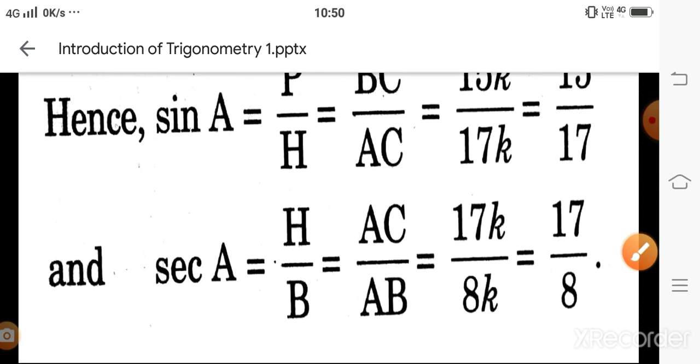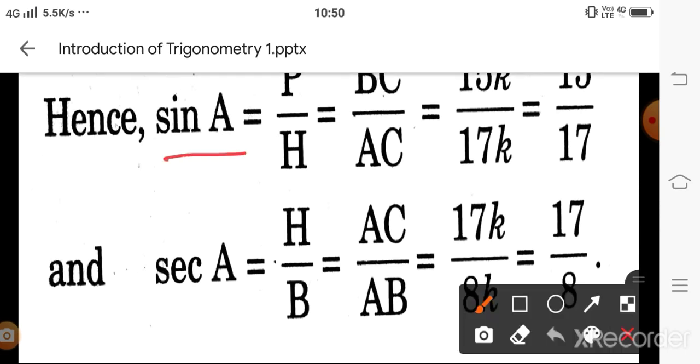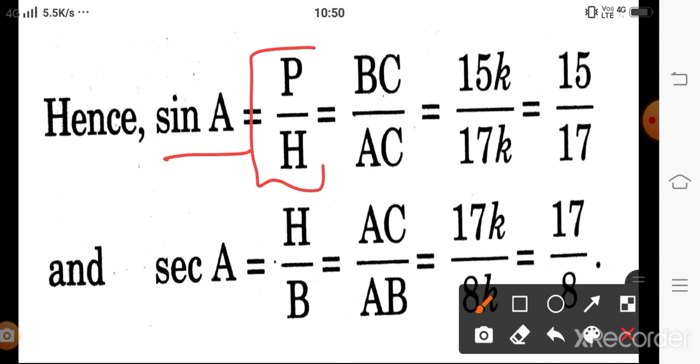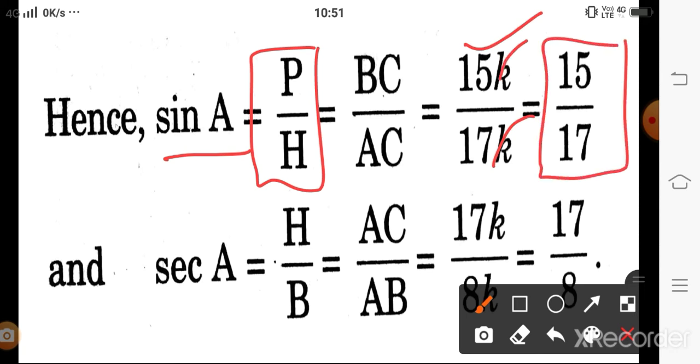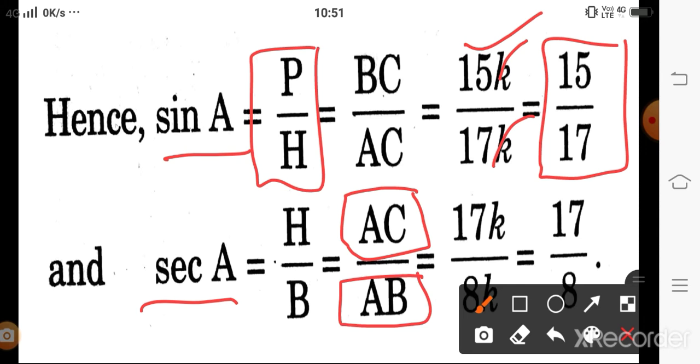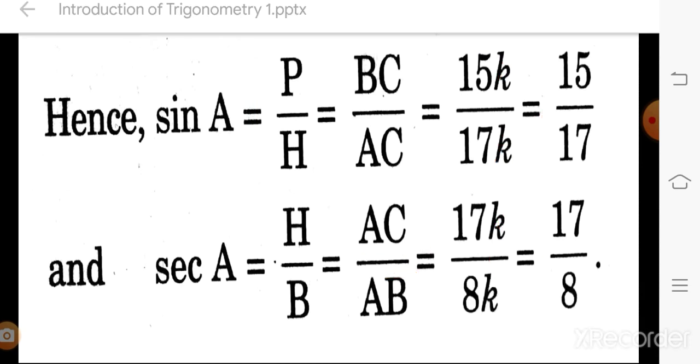Then let us find the values. To find the sine of angle A, it is perpendicular upon hypotenuse, which is 15k upon 17k. The k cancels out and the ratio is 15 upon 17. To find sec A, sec A is hypotenuse upon base. The hypotenuse is AC, which is 17k, and the base is AB, which is 8k. The k cancels out, and we get 17 upon 8.